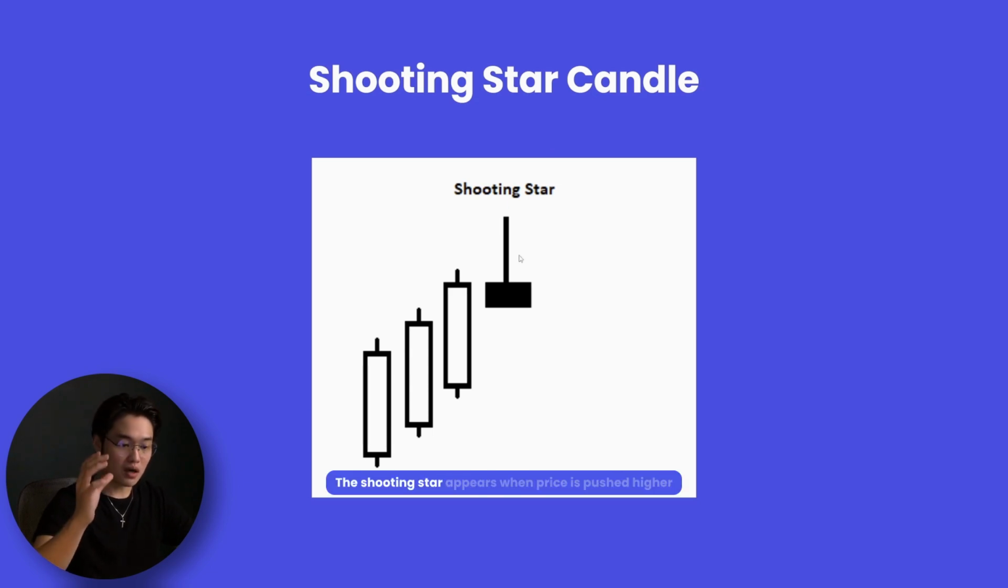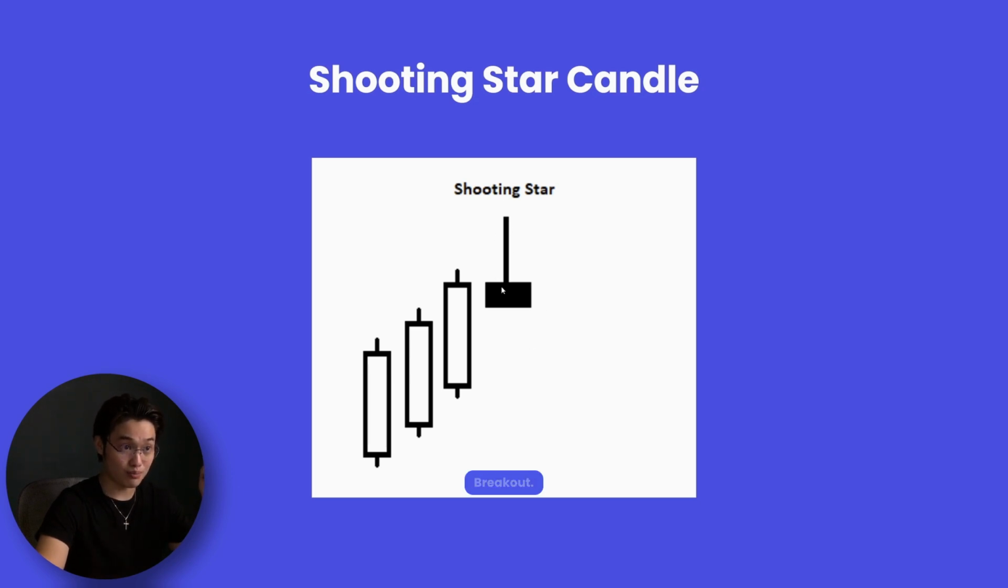The shooting star appears when price is pushed higher here, to trigger the buy stops made by retail traders, made by us, or to induce breakout traders, only to reverse quickly as the market enters sell into that liquidity here. So retail traders see the breakout and enter long. Breakout, okay, let's go. There's a breakout, we entered long.